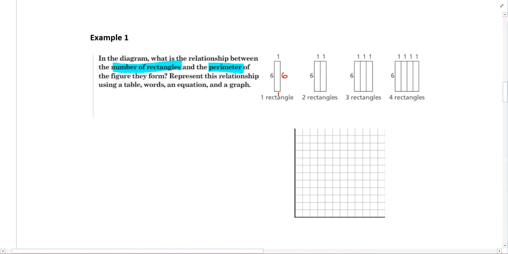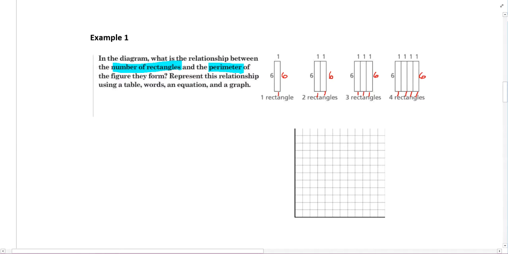Okay, here we've got 2 rectangles next to each other. So this is 6, and then this is 1 and a 1. Now we have 3 rectangles. We have 6 and a 6 on each side, and then we have a 1 and a 1 and a 1. Obviously we can add up all these ones. And then we have 4 rectangles. We have a 6 and a 6 and a 1 and a 1, so we have 4 ones here.